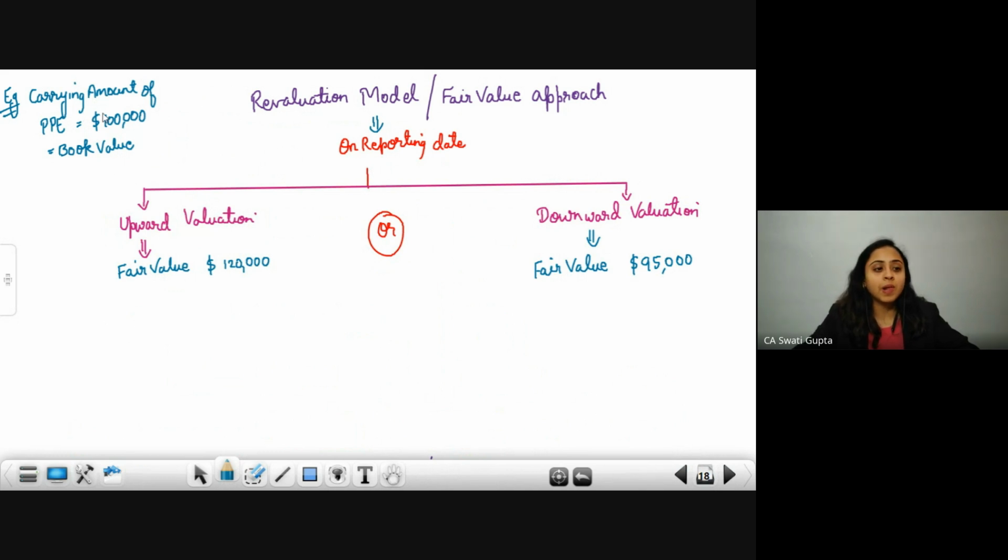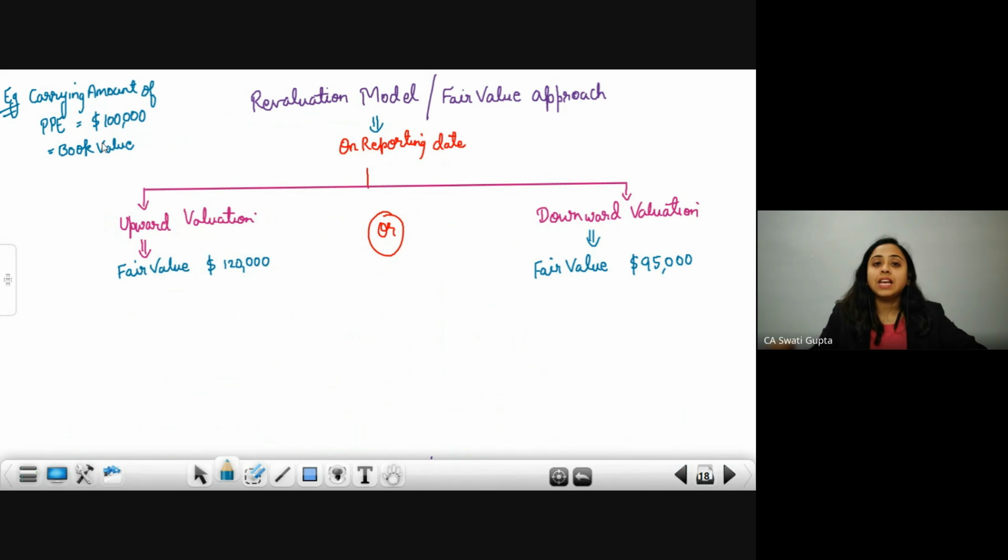Give me a quick thumbs up. Do you understand what is carrying amount and what is book value? The amount that is recorded in your balance sheet against that particular item is known as the carrying amount of that item. Carrying amount and book value are one and the same thing. Ishan, is it clear? What is carrying amount and what is book value?